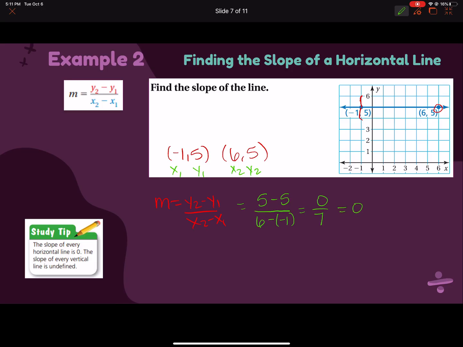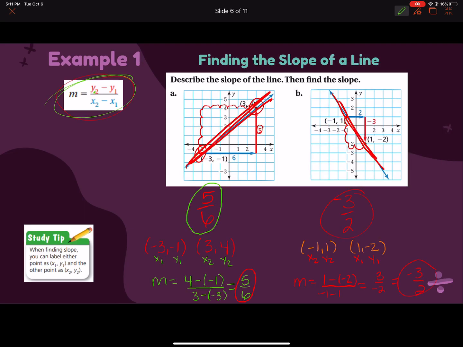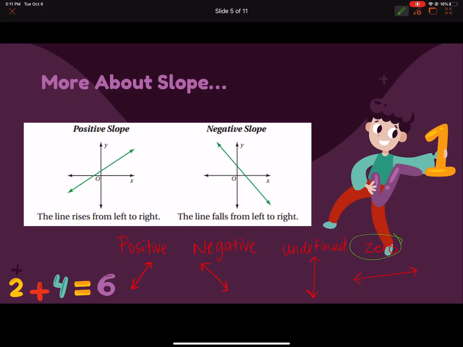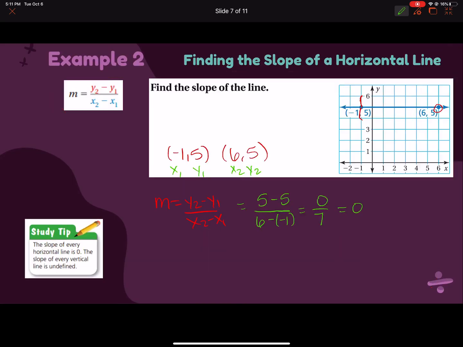Remember at the beginning I told you there were 4 types of slopes that we were going to learn about, and one of them was 0, and it was if a line was horizontal. So I had a horizontal line, my slope was 0. So you can just remember that horizontal lines have a slope of 0, or if you forget and you solve the equation, you're going to get 0 anyway, so it's all good.